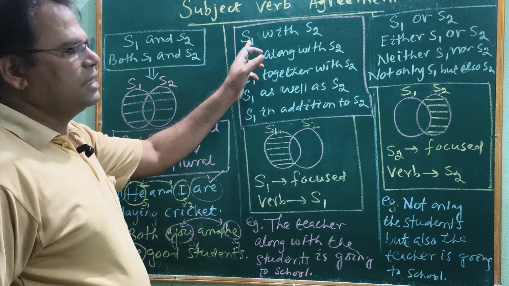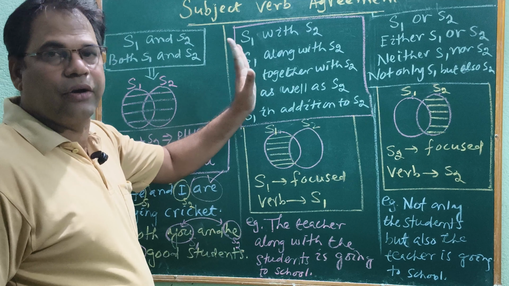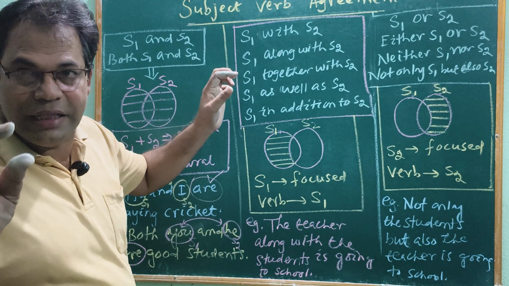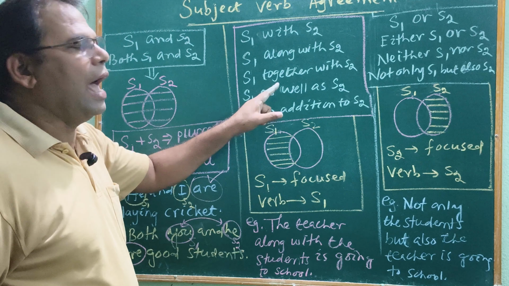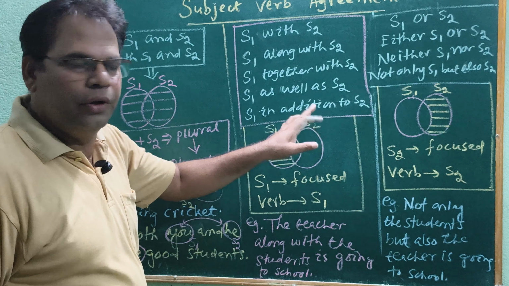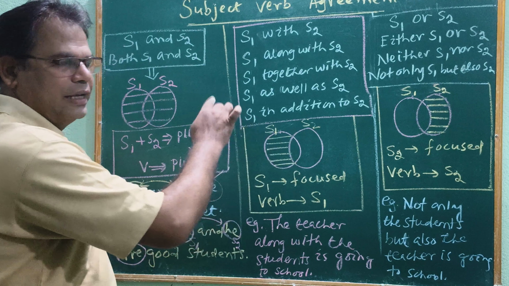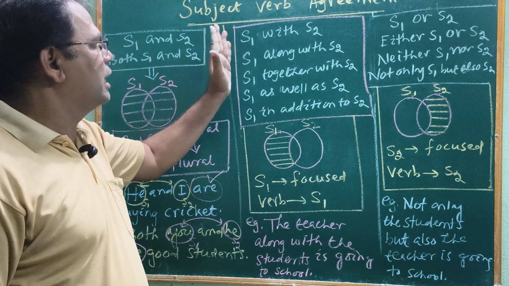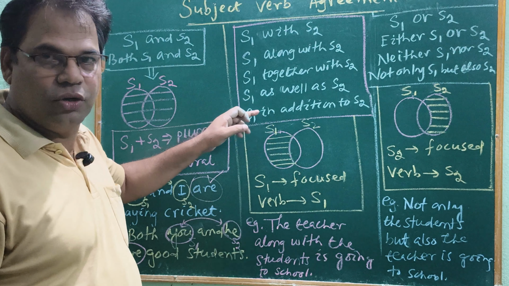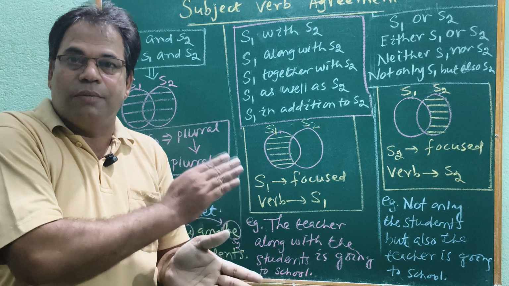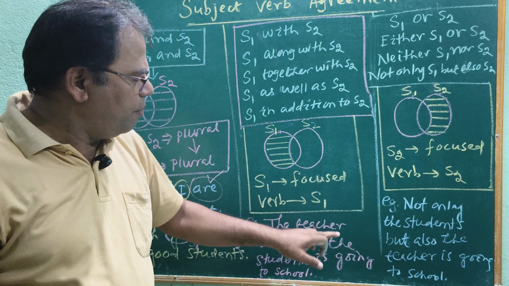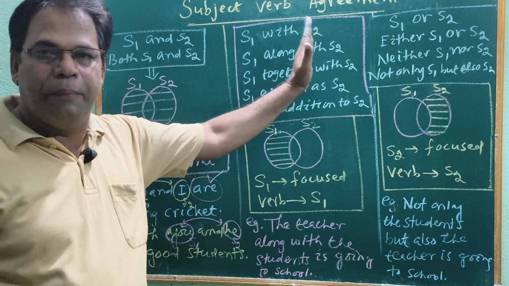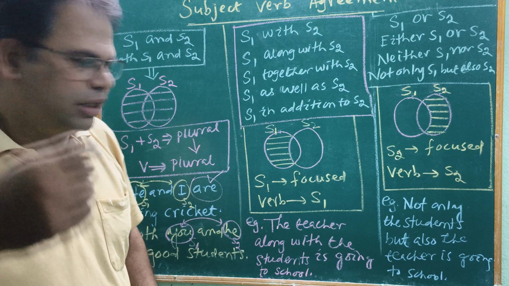When the subjects or pronouns or nouns are connected with with, along with, together with, as well as, in addition to, at that time the first subject is emphatic. That means the one which comes before these connectives, before that which is added, that subject is emphatic. Keep it in mind. It may come in the second position, but after this, that is S2. Before it, it is S1. We'll see some examples after this.